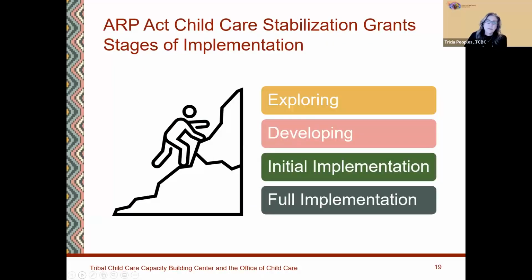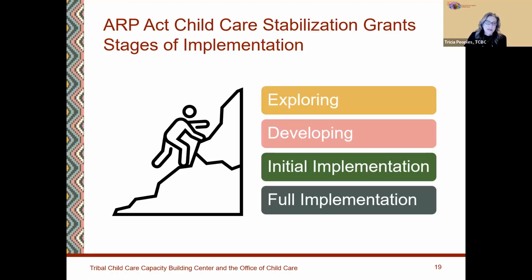And now we want to talk about the ARP Act Child Care Stabilization Grant implementation stages. In any implementing, there are stages of development. The stages we have identified are, the first one is exploring. In an exploring stage, your program is aware of this requirement but hasn't taken any action yet. You're assessing your readiness to address the requirement, or you're thinking about how to approach it.